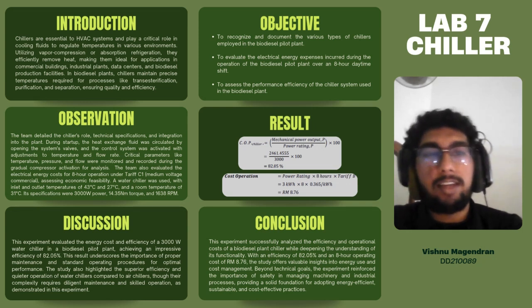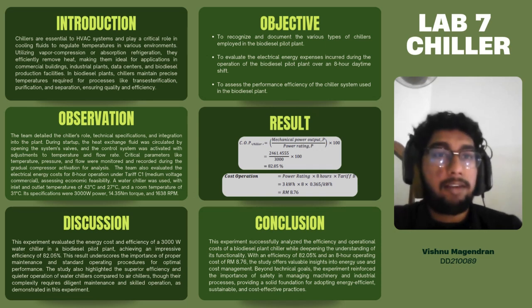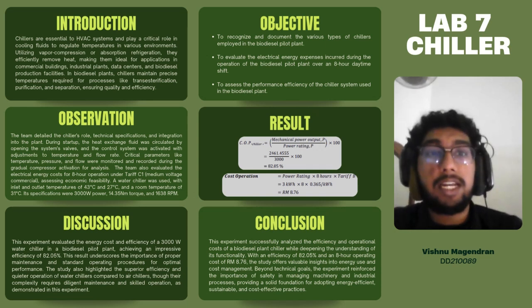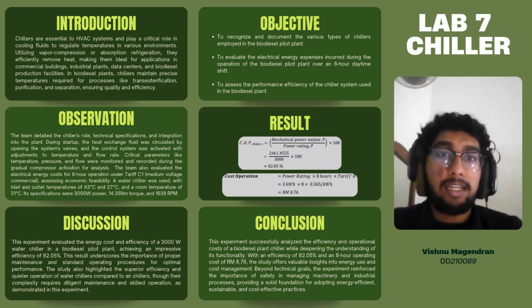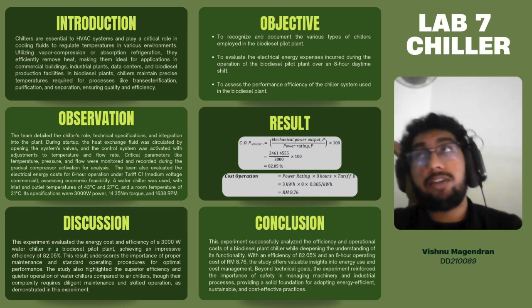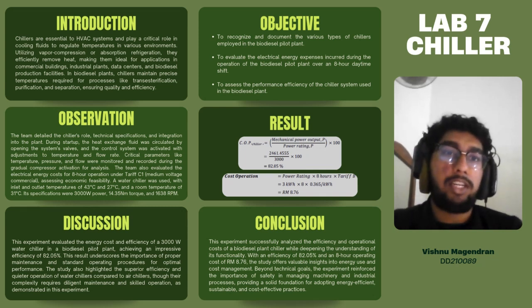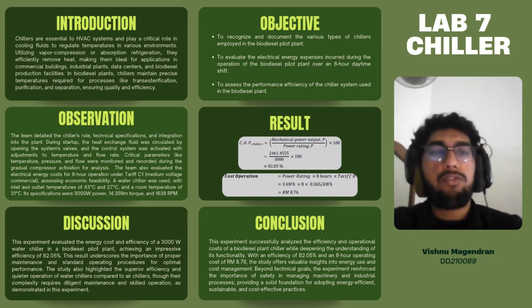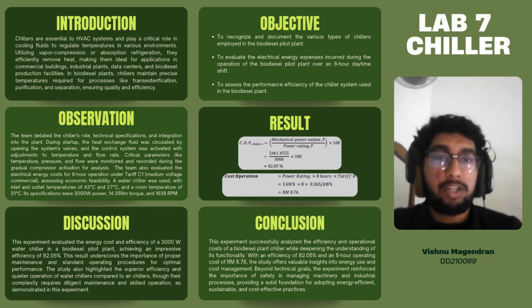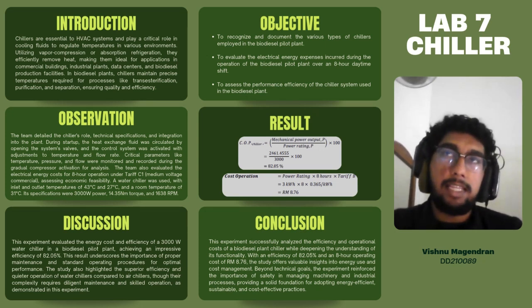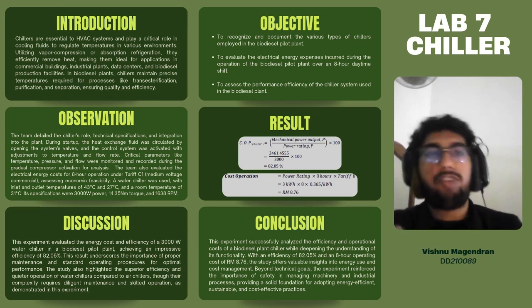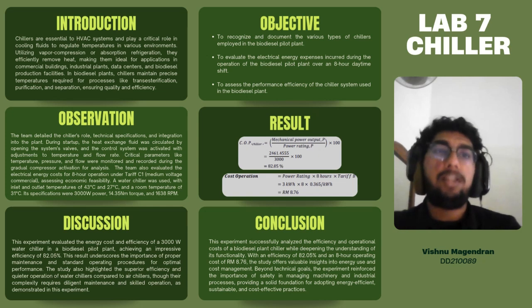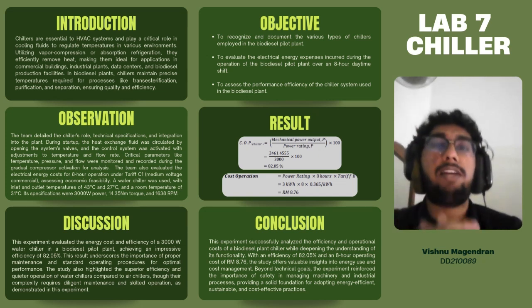Utilizing vapor compression or absorption refrigeration, they are very efficient in removing heat, which makes them ideal for applications in commercial buildings, industrial plants, data centers, as well as biodiesel production facilities like the one we have in UTHM. These chillers maintain the precise temperatures required for processes in biodiesel production, such as transesterification, purification, and separation, ensuring quality and efficiency.